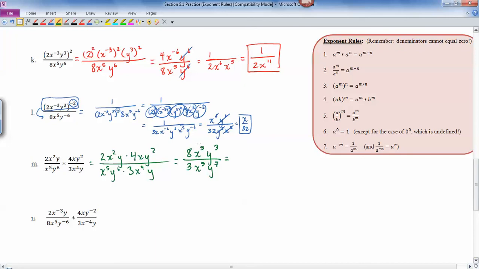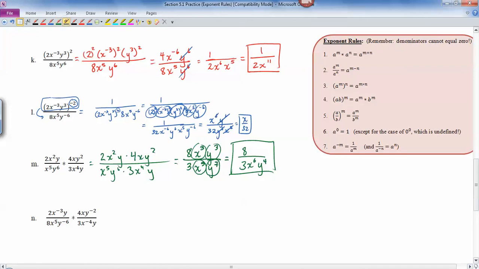But I've got 3 x's on top that would cancel with 3 of the x's on the bottom, which would leave me with 6 x's left on bottom. And then I've got 3 y's on top, which would cancel with 3 of those 7 y's on the bottom, so I'd have 4 y's left over. And there we go.